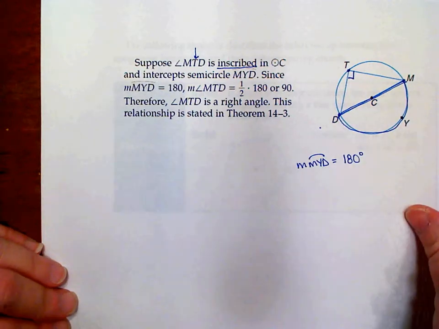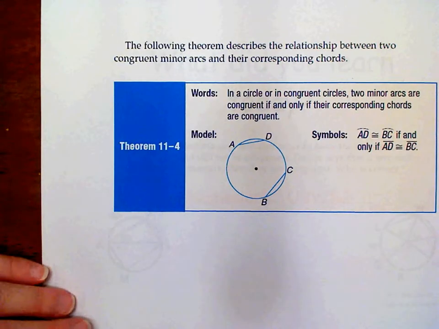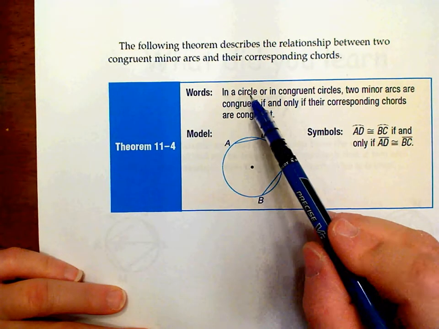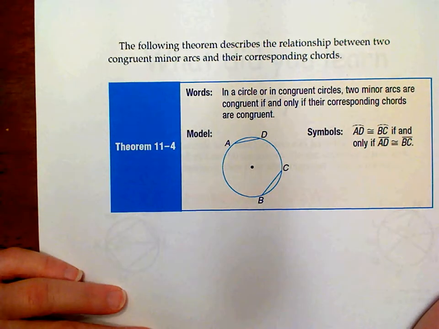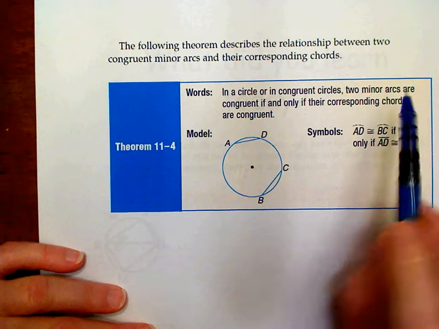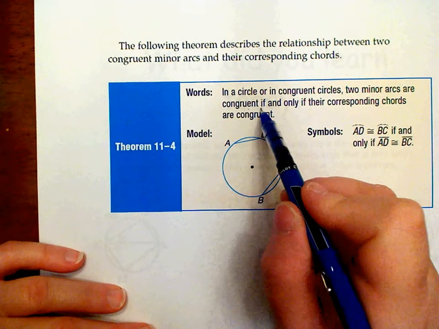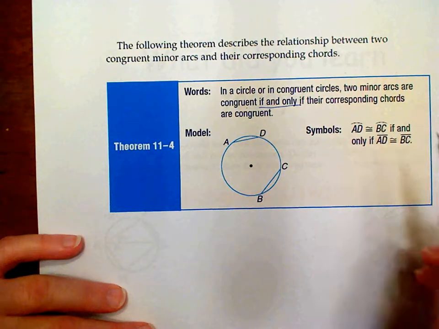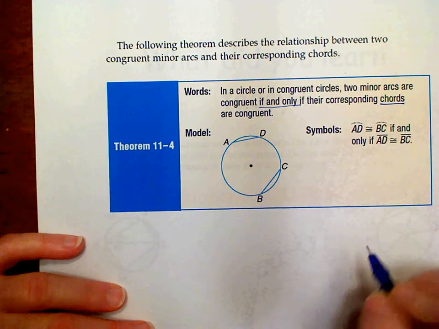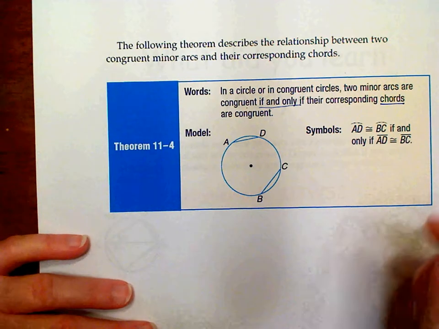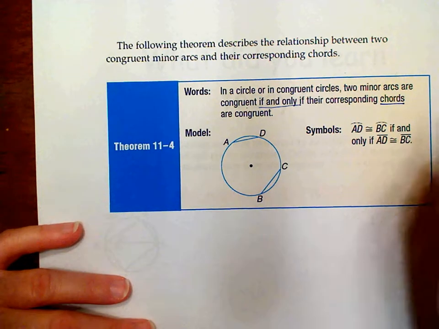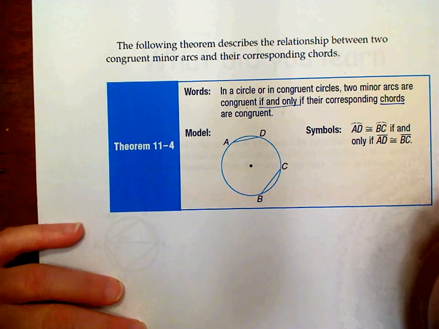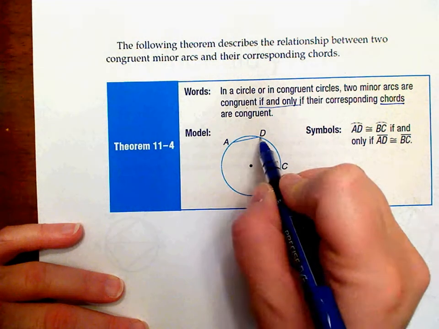Another theorem that you'll need to know is that in a circle or two congruent circles, two minor arcs are congruent if and only if their corresponding chords are congruent. Chord is a word that you should have reviewed on Monday with your vocabulary. Chords must be segments whose endpoints are both on the circle. So AD is a chord, BC is a chord because the endpoints are on the circle.